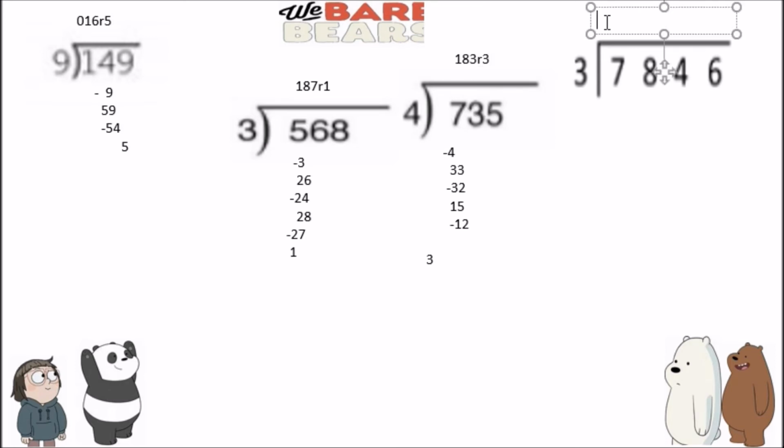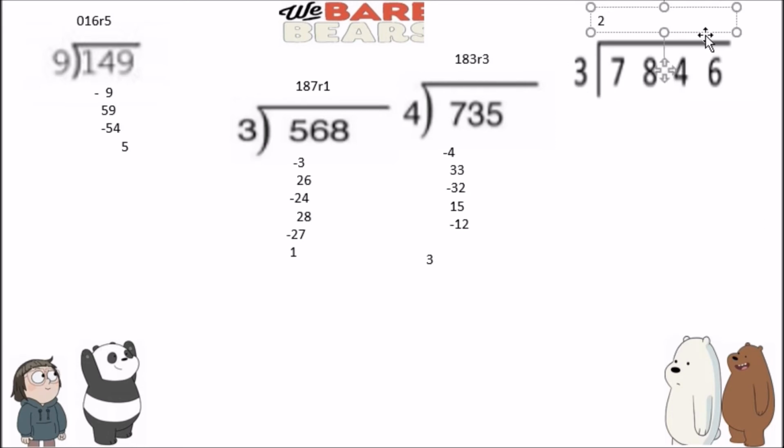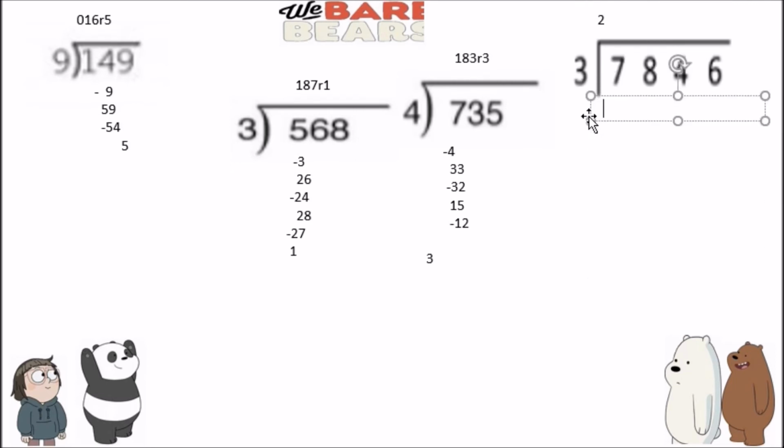Now for the last question, we have 4 digits. First of all, we need to see how many times 3 goes into 7, which is 2 times. Then we need to do 3 times 2, which is 6. 7 minus 6 is 1. Now we need to put the 8 over here.